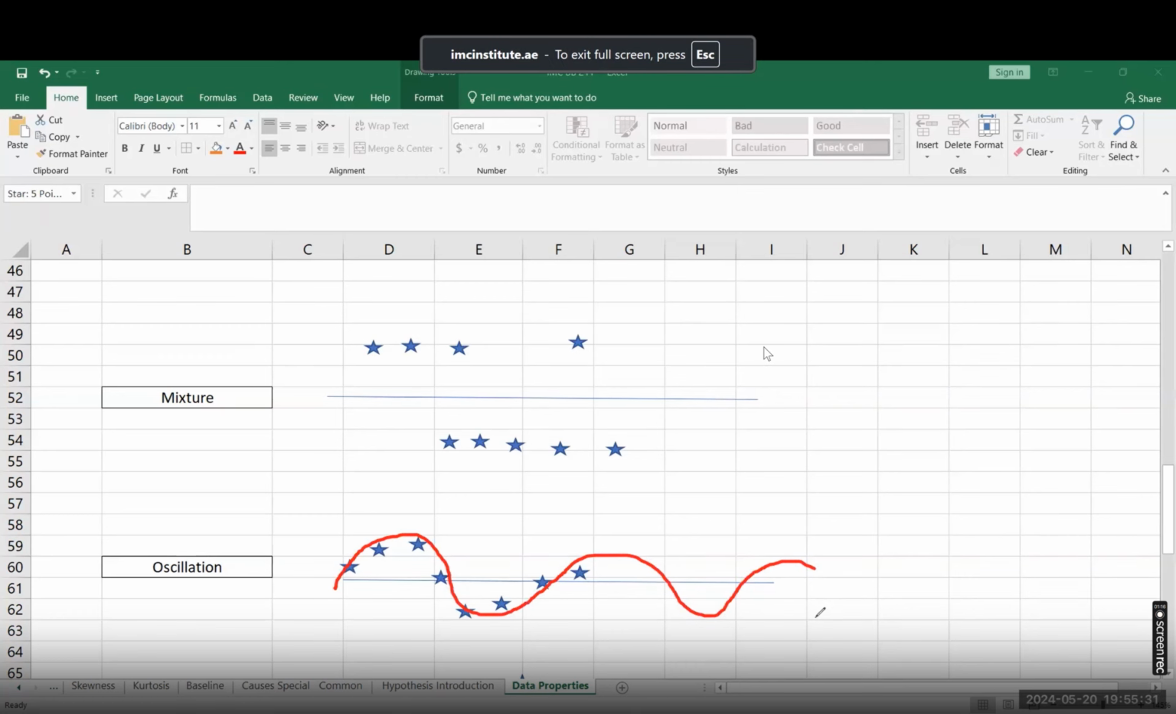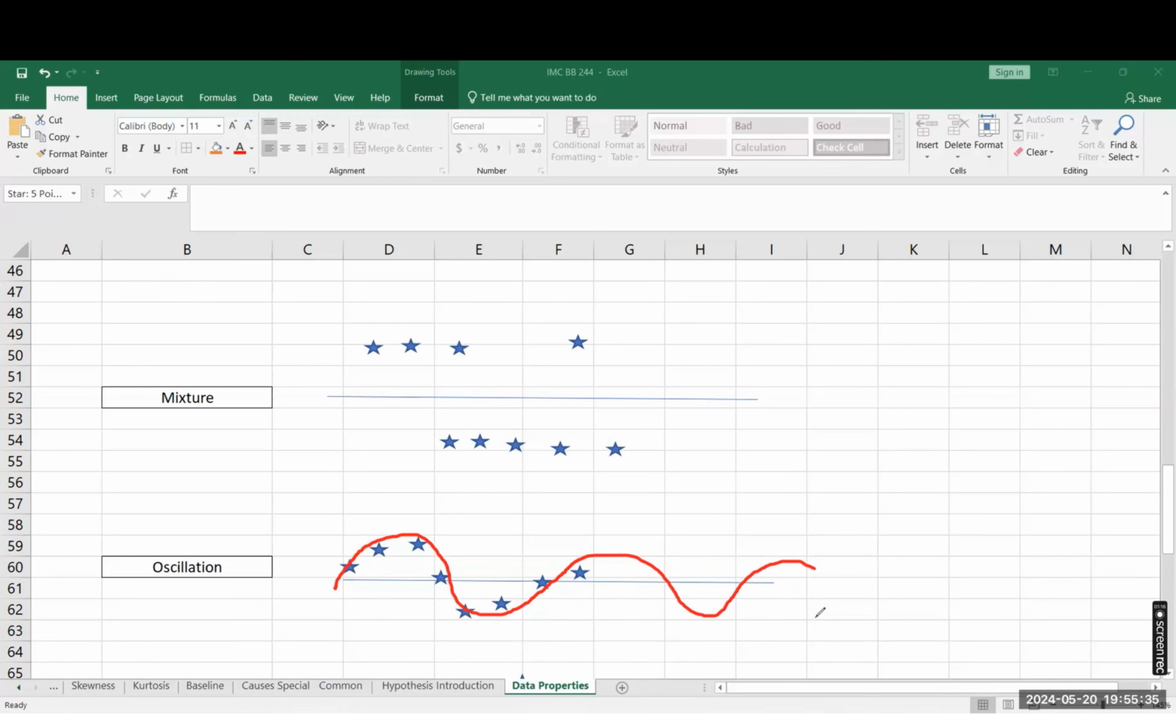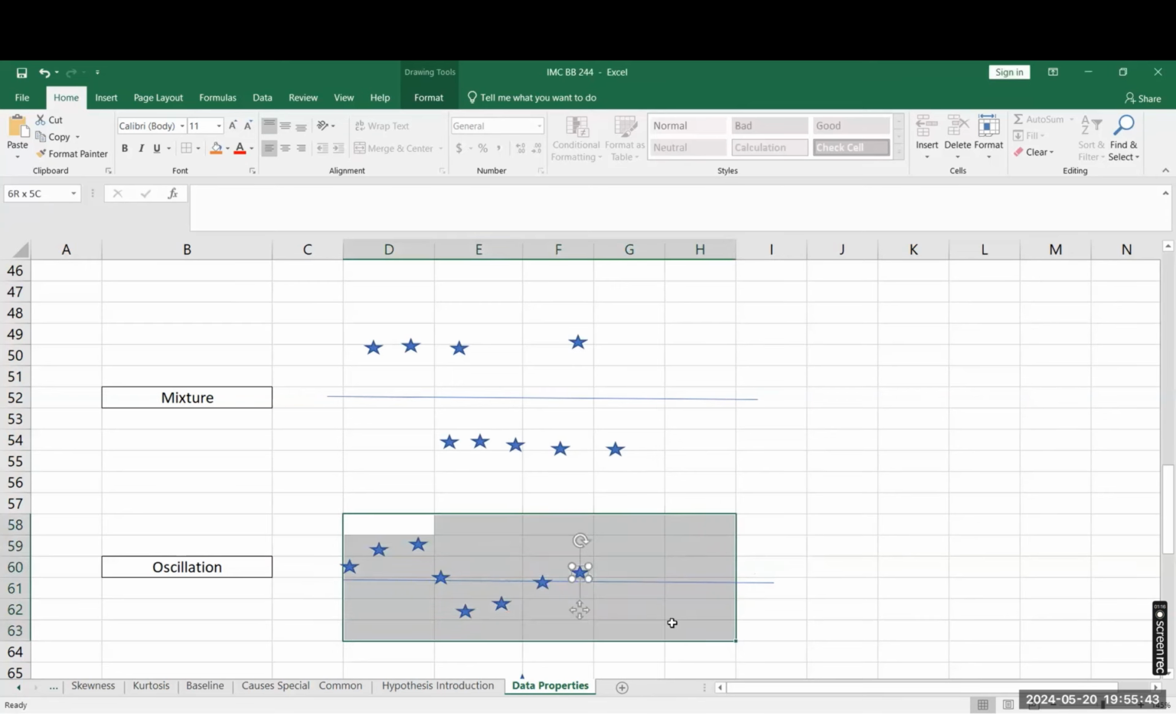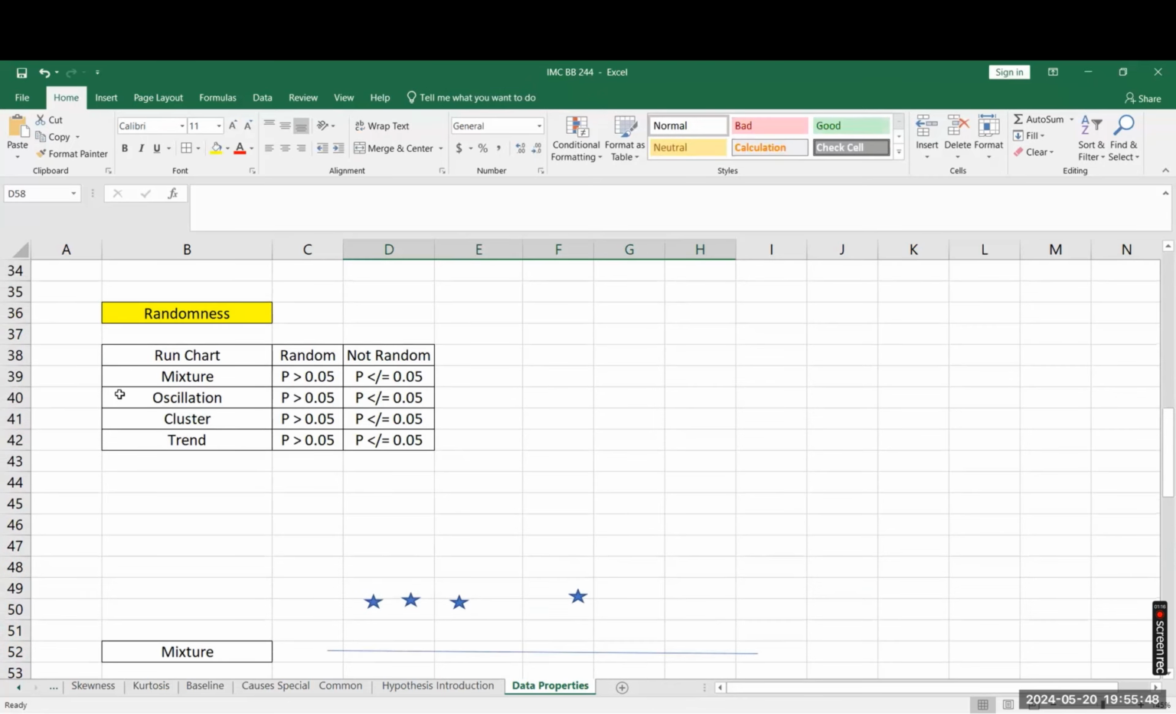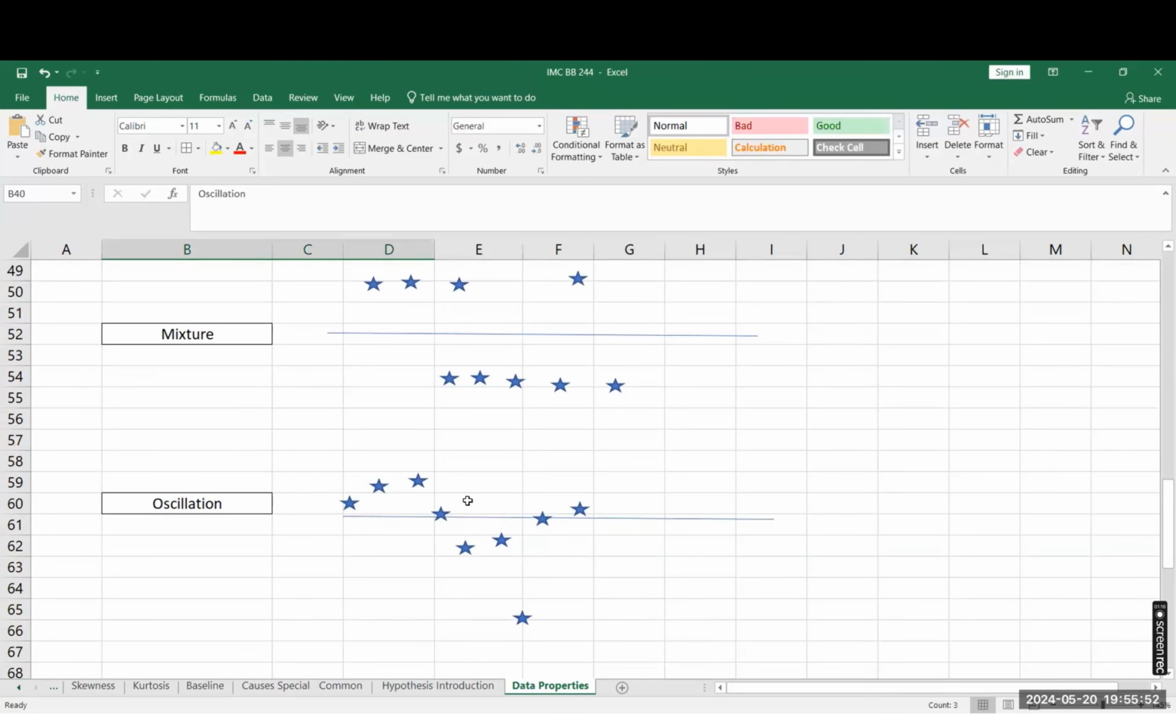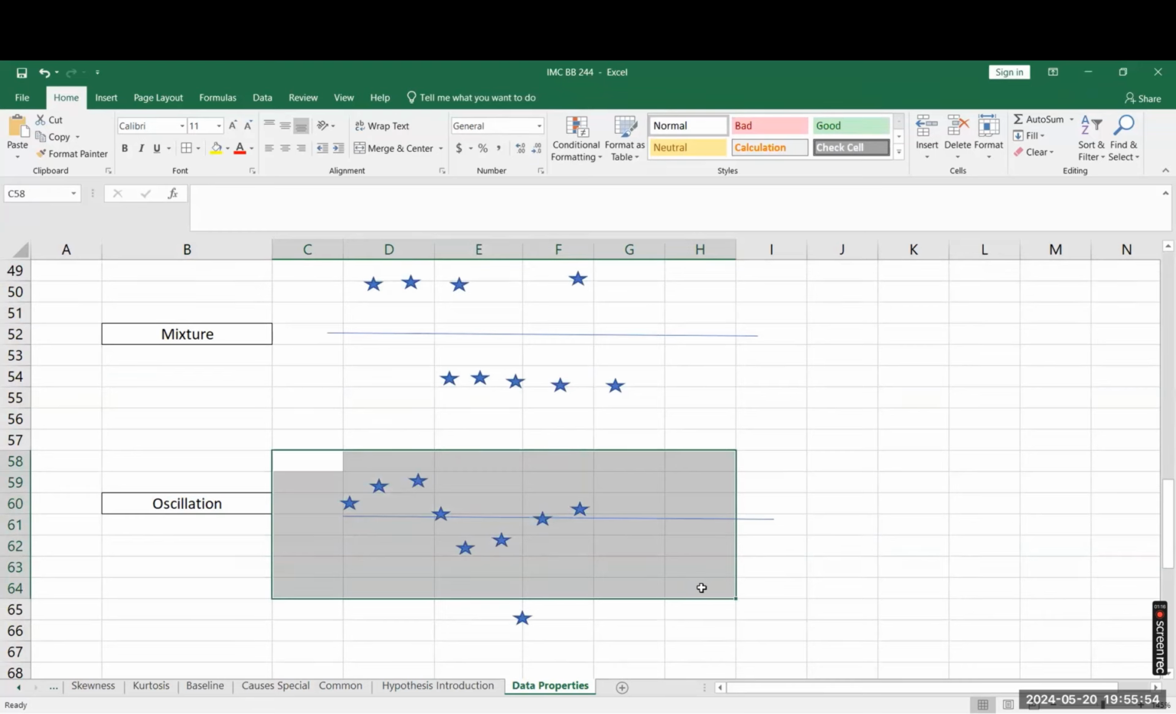If there is a significant oscillation present, that means data is not random. And this will be based on the p-value. If p-value is greater than 0.05, there is no significant oscillation. But if the p-value is less than or equal to 0.05, there is a significant oscillation present.